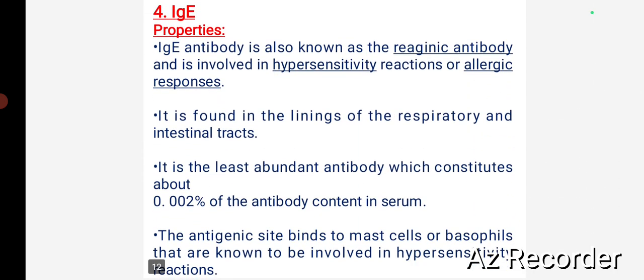Next, move on to type 4, IgE. Properties of IgE. The IgE antibody is also known as reaginic antibody and is involved in hypersensitivity reactions or allergic responses. It is found in the lining of the respiratory as well as intestinal tracts. It is the least abundant antibody, which constitutes about 0.002% of antibody content in the serum. The antigen site binds to mast cells or basophils that are known to be involved in hypersensitivity reactions.